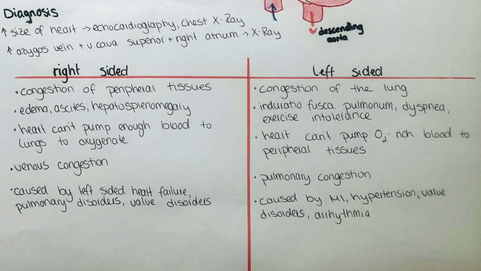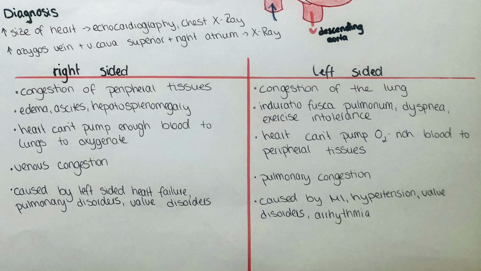They both have the possibility to have organ involvement, but we separate between some different pathological processes. And in the right-sided heart failure, we often see hepatosplenomegaly, so enlargement of the liver and the spleen, peripheral edema and ascites. And in the left-sided heart failure, we can sometimes see induratio fusca pulmonum, dyspnea, exercise intolerance.